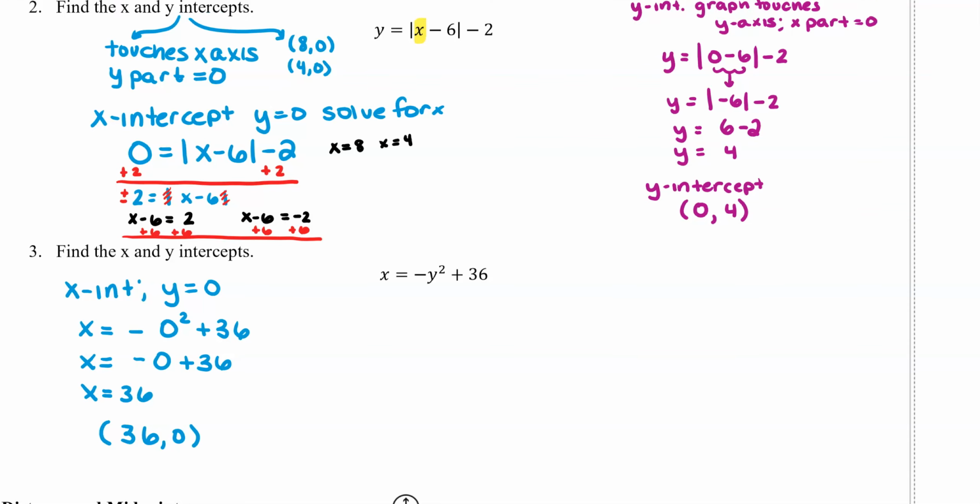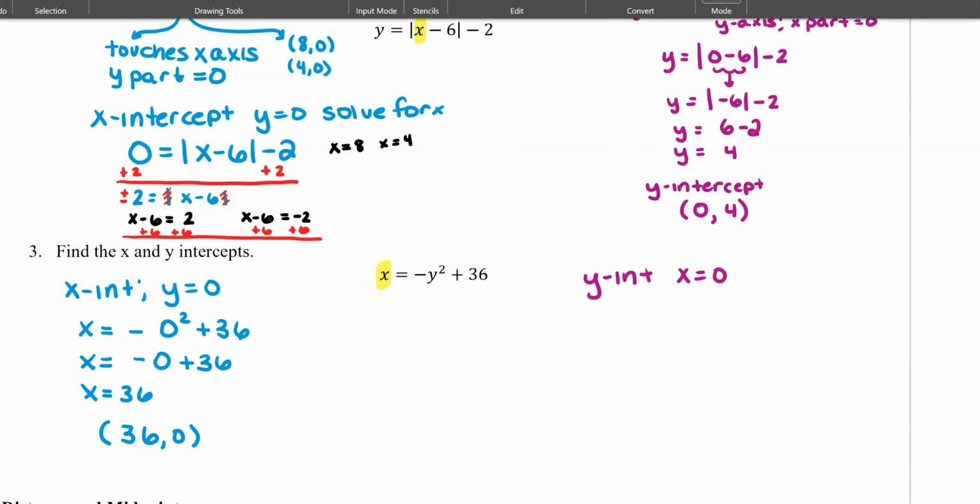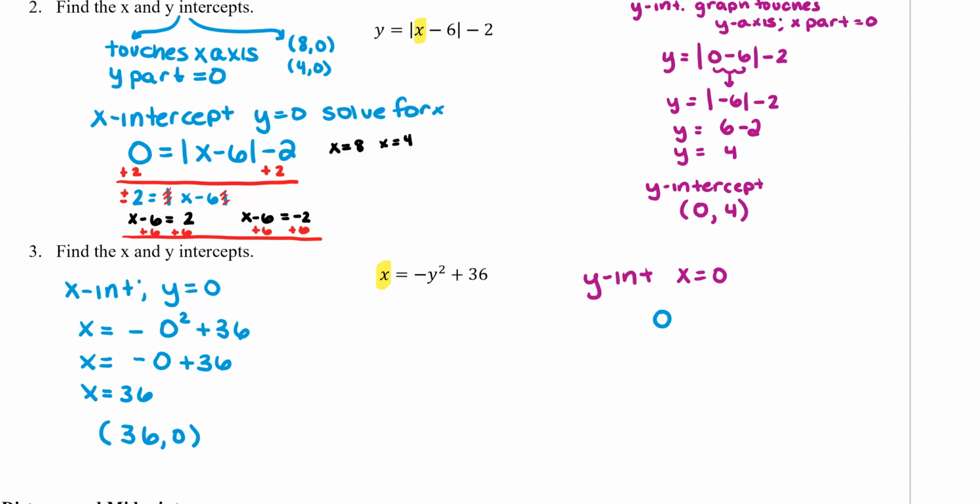So for the y-intercept, the graph touches the y-axis, so the x part is 0. So for the y-intercept, we want x to equal 0. So in my equation, I'm going to replace all my x's with 0, and I've got 0 equals negative y squared plus 36. So now the thing I'm solving for has a squared on it. So this is quadratic.